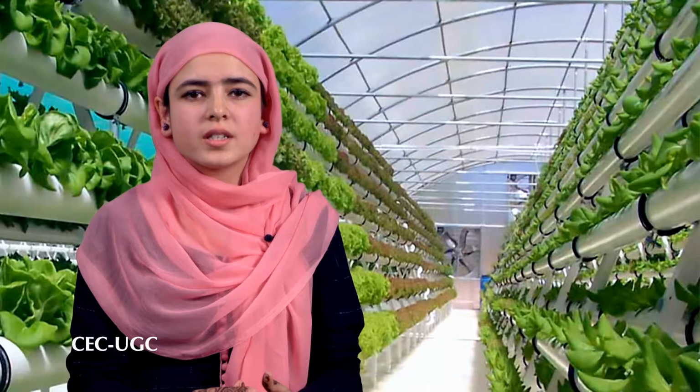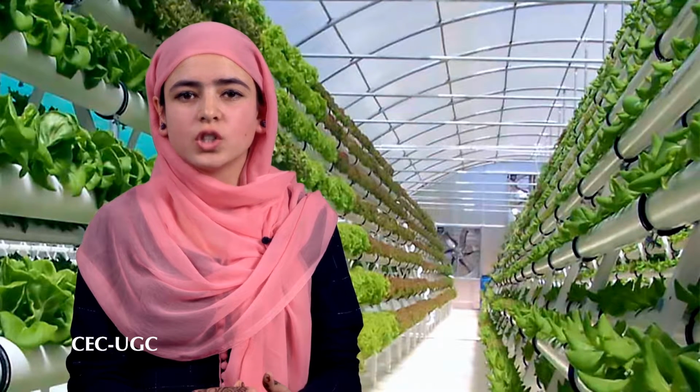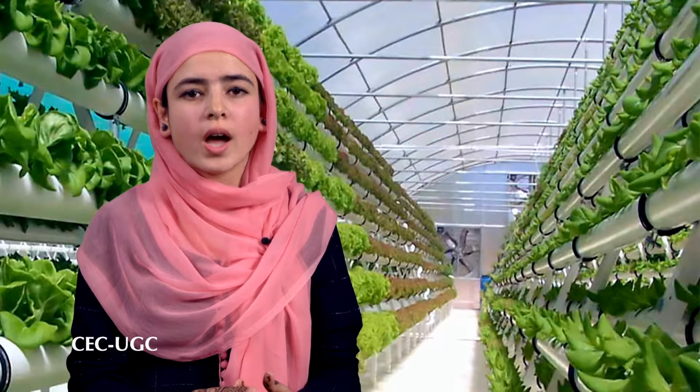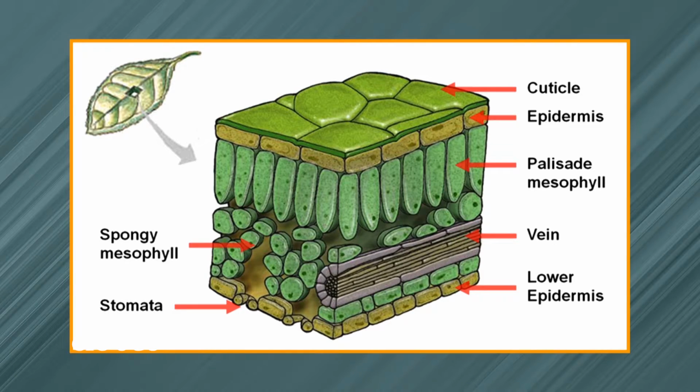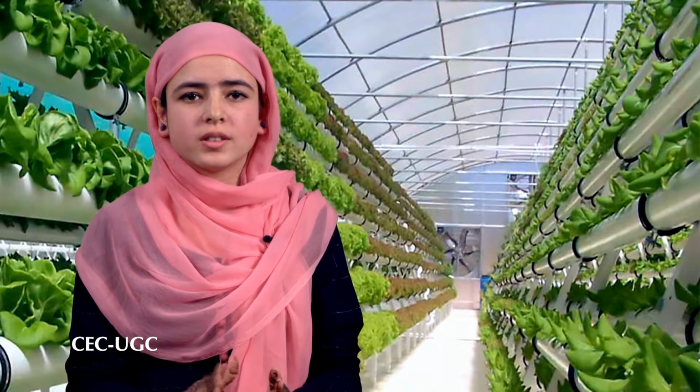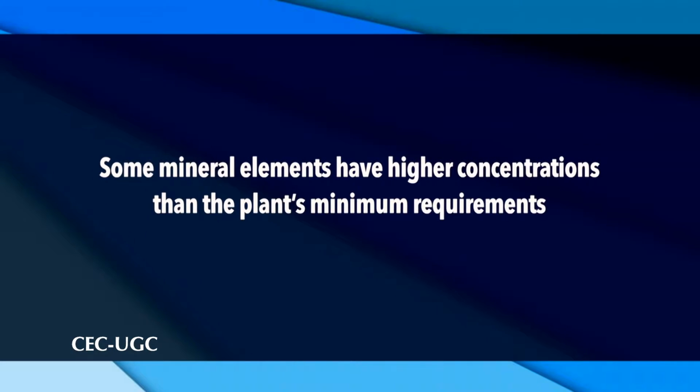However, in some instances, the differences in tissue concentrations of macro and micronutrients are not significant. For example, leaf mesophyll of plants has been found to contain almost as much iron or manganese as sulfur or magnesium. It has been observed that some mineral elements have higher concentrations than the plant's minimum requirements.